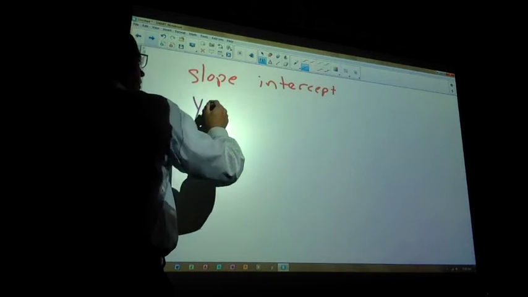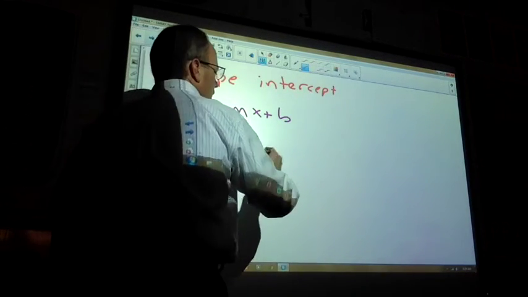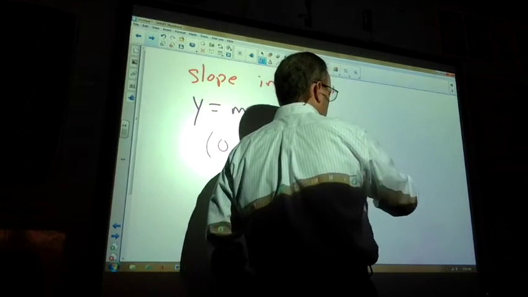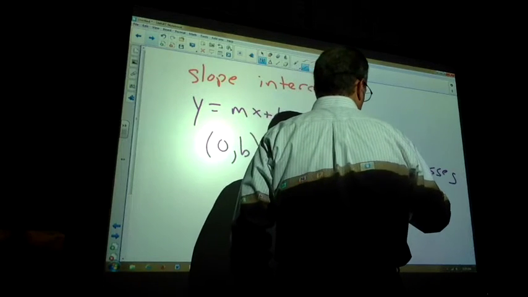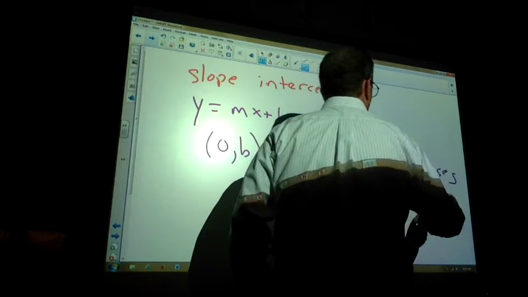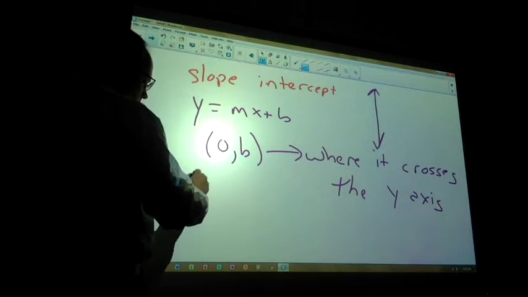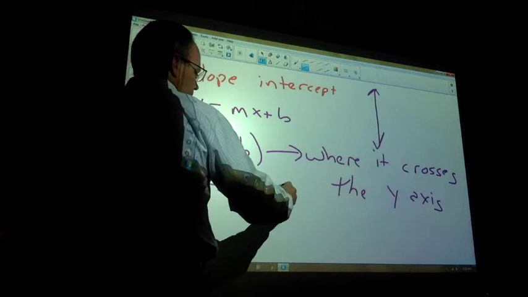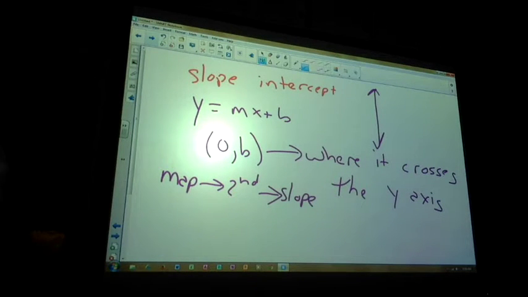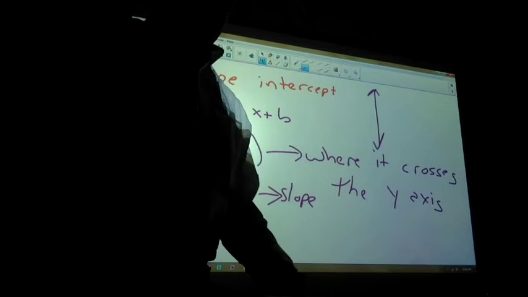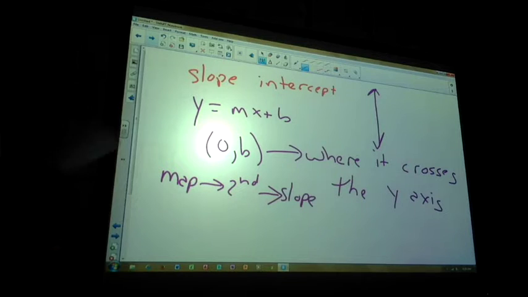And then you have slope-intercept, which looks like this, where 0, comma b is where it crosses the y-axis. So that's the vertical component, right? And then use slope to map second point. Okay? So that's a little bit what we got. We reviewed it, we've talked about it, we've gone with it.